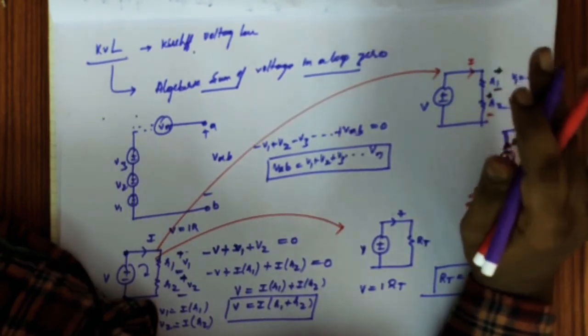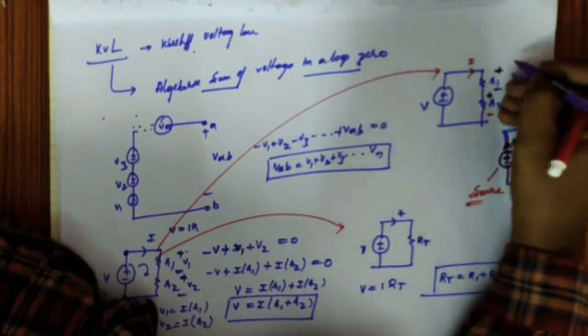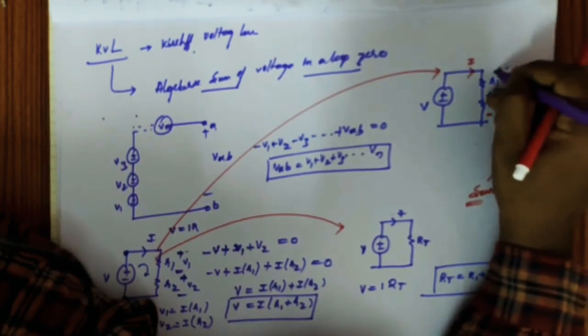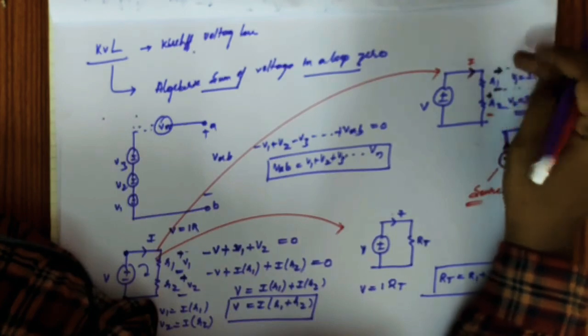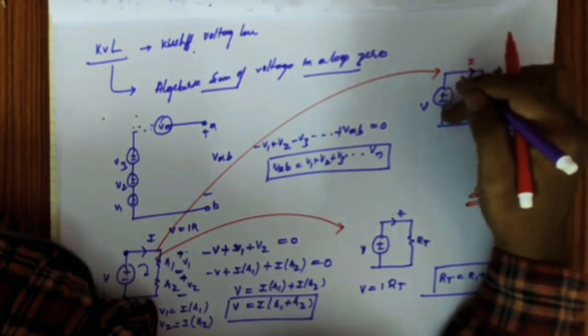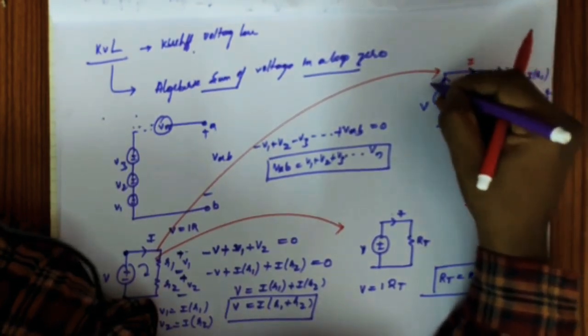Whenever you see a load, if you want to find the voltage across it, you simply write positive and negative. That means current is entering into the positive terminal. That's why we represent it as a load. If current is leaving from the positive terminal, that is called a source.